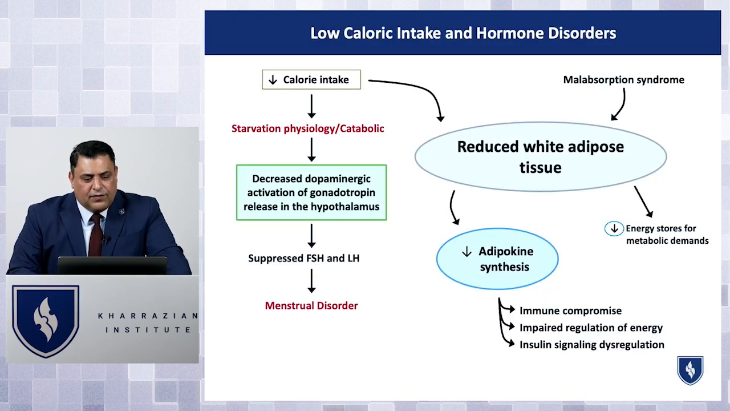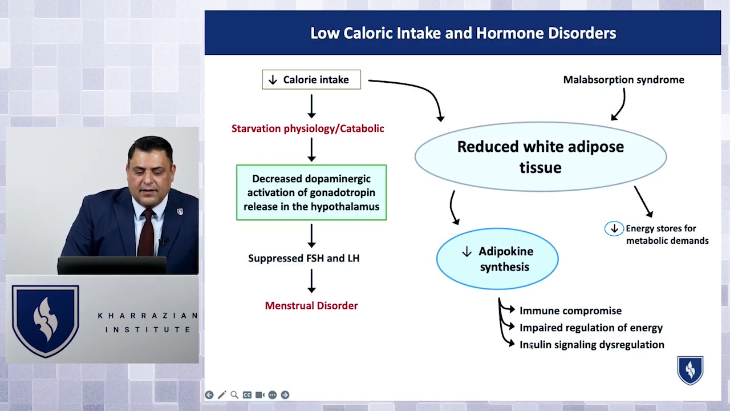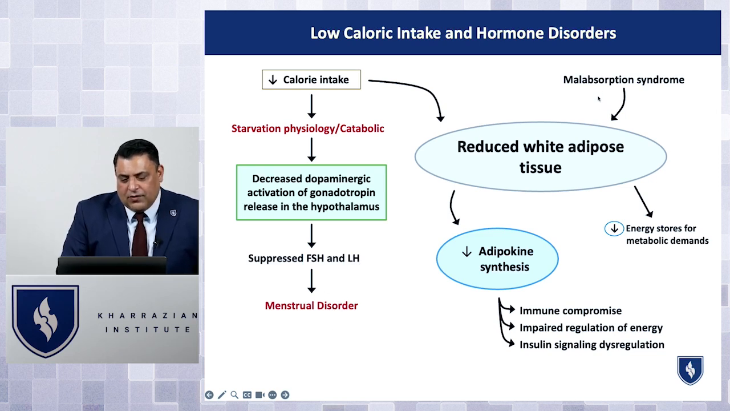And when you have someone with a low caloric intake, they get into starvation, a physiologically catabolic state, with decreased dopamine to activate the hypothalamic pathways, decreased FSH, decreased LH, and you get a menstrual disorder easily that way. Malabsorption syndromes, same thing as low caloric intake, not enough demands to produce their system, decreased adipokines, impacting the immune system, the endocrine system, and neurological systems.